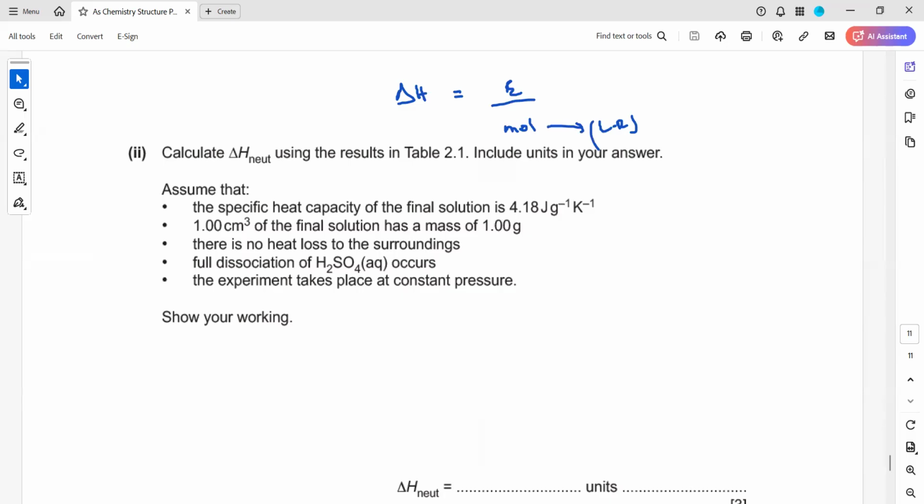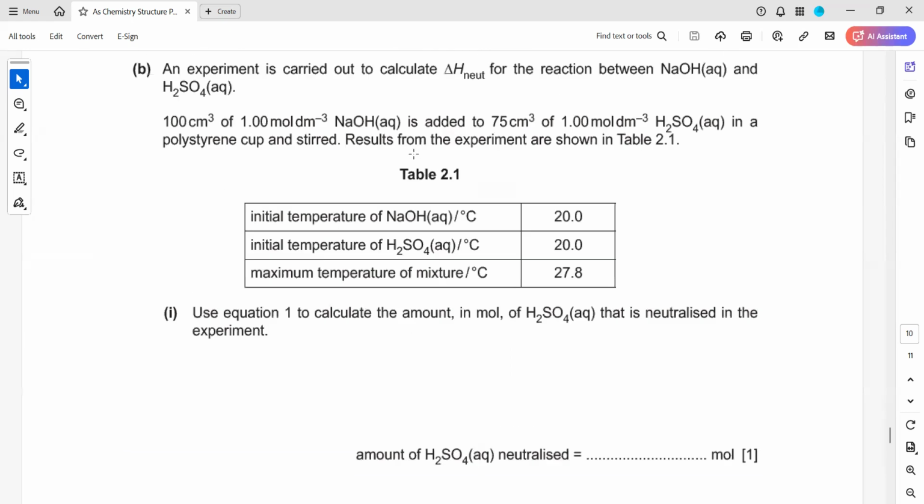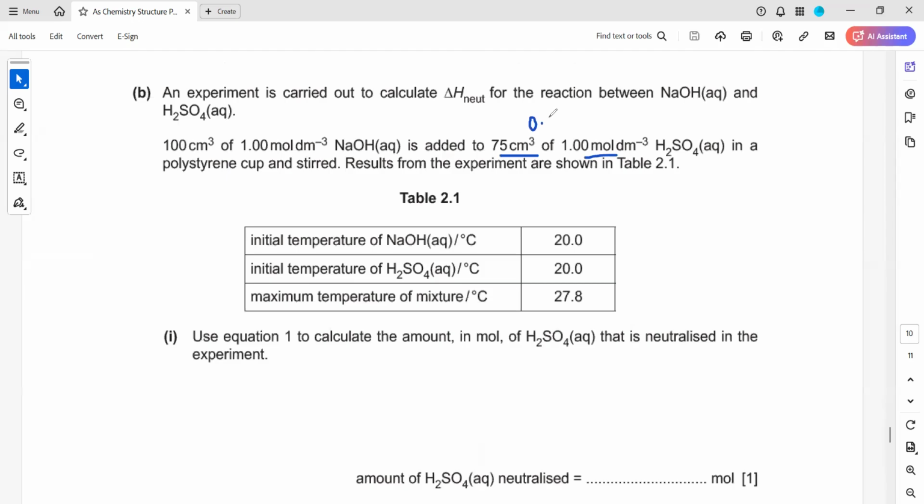This is always the case whenever you need the moles of the limiting reagent. As you can see, which one is the limiting reagent between sulfuric acid and sodium hydroxide? I will solve in sequence and then I'll tell the unit. When it's a complete reaction, 0.075 moles are there, because this is 75 cm cube.